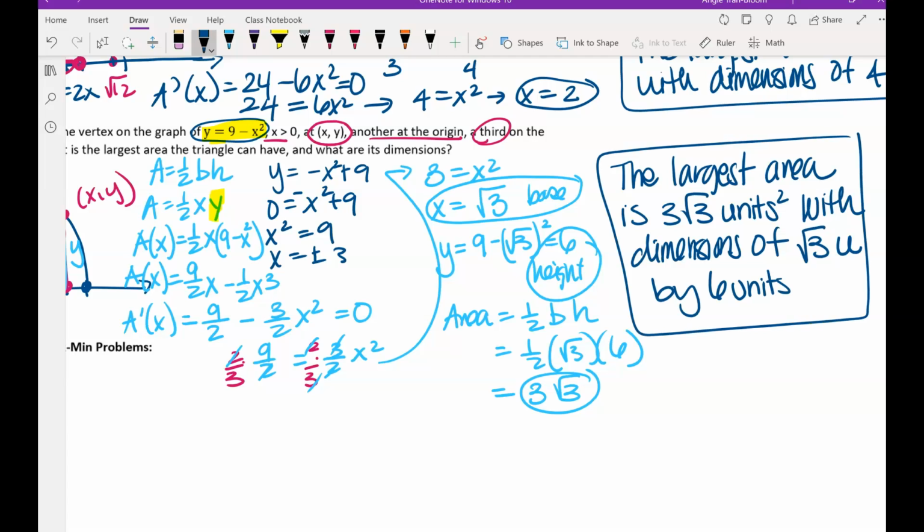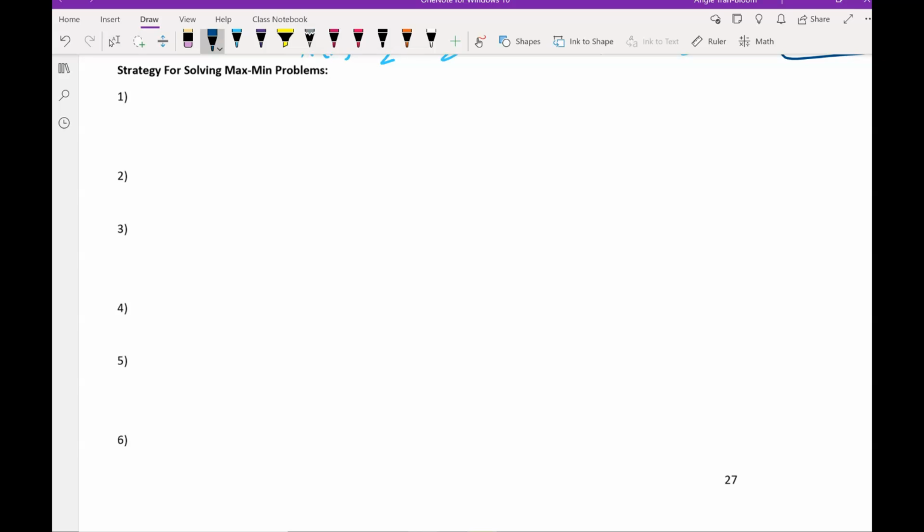Box it up. All right, guys, to help you solve these optimization problems successfully, these are some strategies for solving your maximum or minimum problem. Number one, understand the problem. What does that mean? That means read it once. If you don't know what it's asking, read it again. So read and read it again.